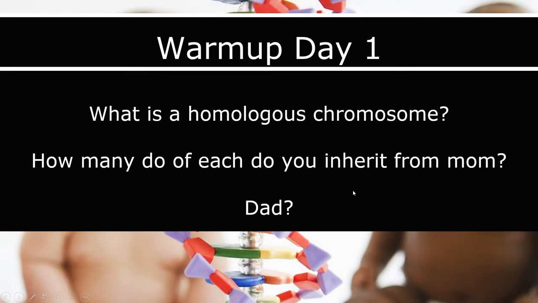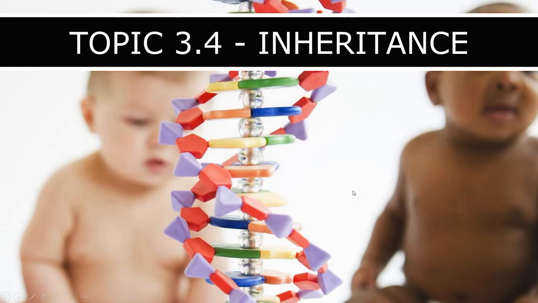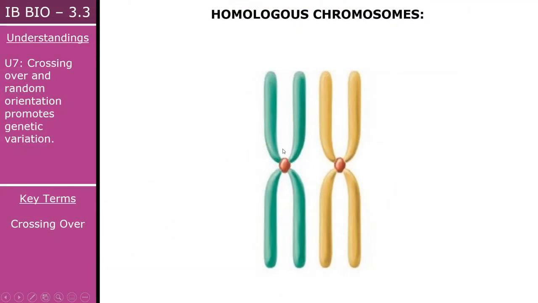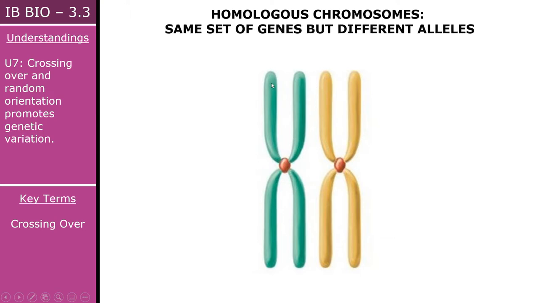Okay, so today we're going to talk about inheritance. We have talked about chromosomes, how they're just big molecules of DNA that's wound up. And we've talked about homologous pairs of chromosomes. And remember, homologous chromosomes have the same set of genes, but they might have different alleles.